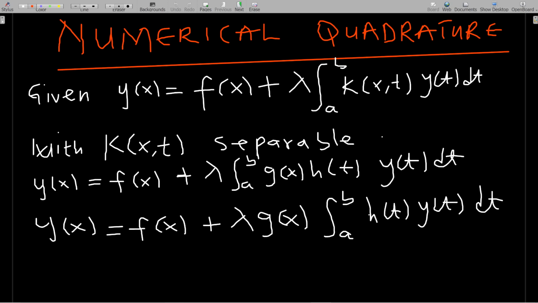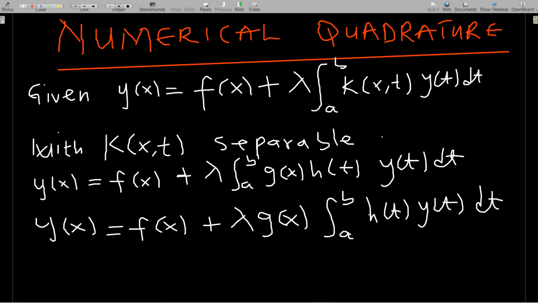In this lesson, we'll go through what we call numerical quadrature. It is very lengthy, but it is one of the methods of solving Fredholm's integral equation. This method uses a numerical approach. So let's start now.